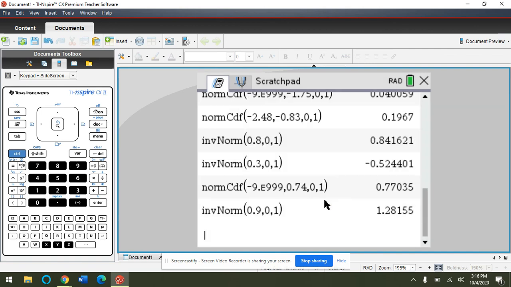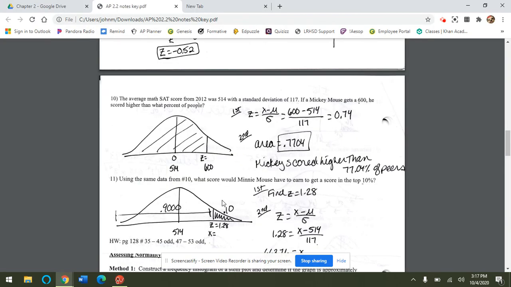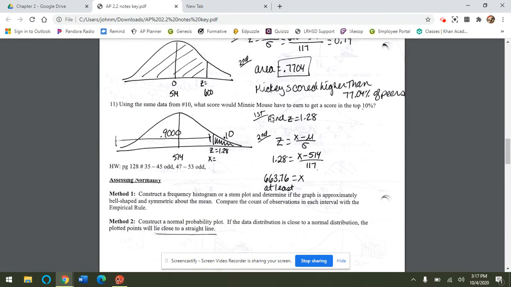Press OK. This is my z-score. Inverse norm gives you an answer of z-score. Z equals 1.28. So if it's z equals 1.28, that's what you would do. So up here, you'd write inverse norm, the parentheses stuff, equals 1.28. Then you plug that in, and you still do this and get your answer.